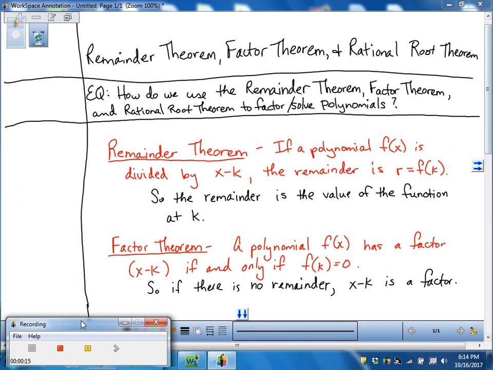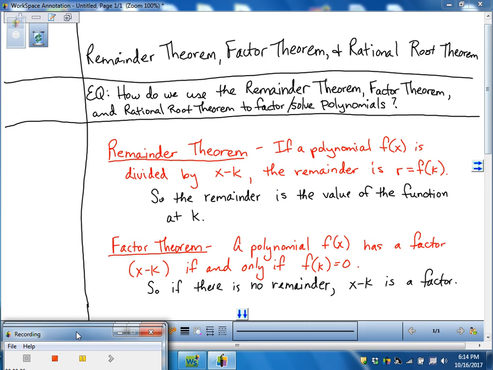First thing we need to do is start out telling you about the remainder theorem. The remainder theorem says that if a polynomial is divided by x minus k, then the remainder is equal to the value of the function at k. We'll look at an example of that in just a moment. So the remainder equals the value of the function at k.